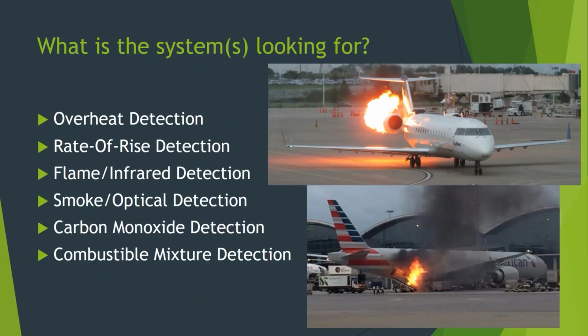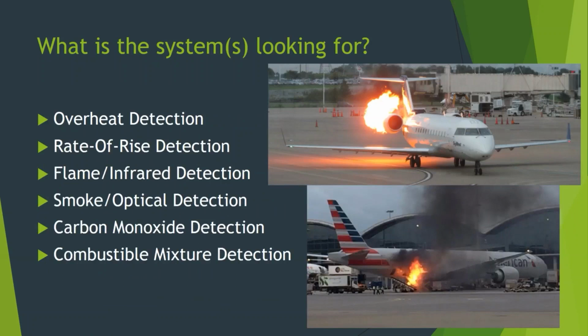So what are we looking for? It could be things like overheat, something gets too hot. Rate of rise detection, that is, something is getting too hot. Maybe it's not too hot yet, but the temperature is increasing so quickly that there's a pretty good likelihood that we're going to get into an overheat or a fire situation, right? That's that temperature building initially.